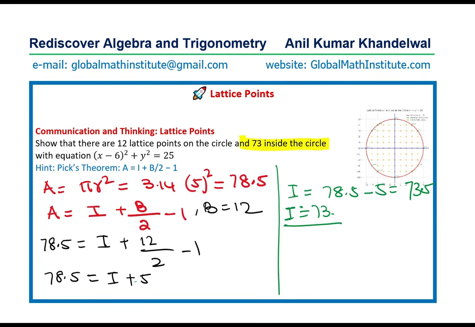You can actually summarize the total number of points. 12 plus 73 is the total number of points in this particular case, which is 85. So there are 85 points on and inside a circle of radius 5 units. You get the whole idea.